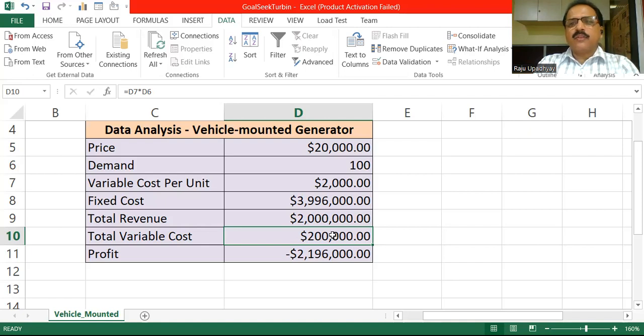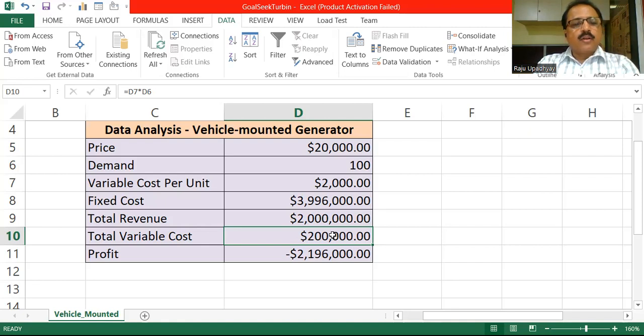So we have a fear of losing the business. Now we want to know the quantity of generators that should be sold. Obviously, we are able to sell only 100 in the market, because the demand is of 100 units only. So only one option is left: we have to increase the demand in the market.